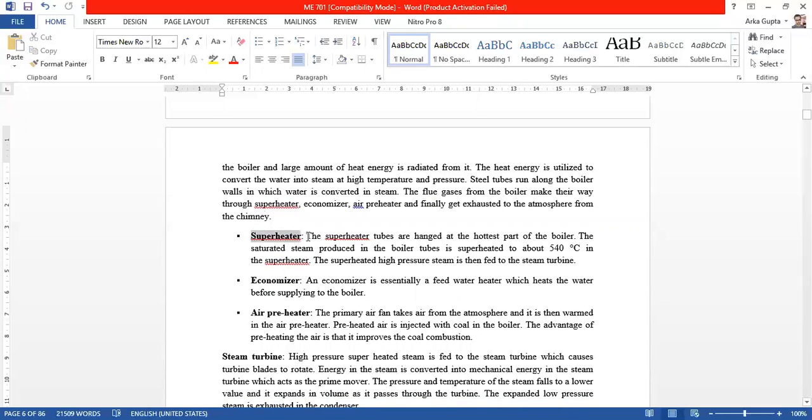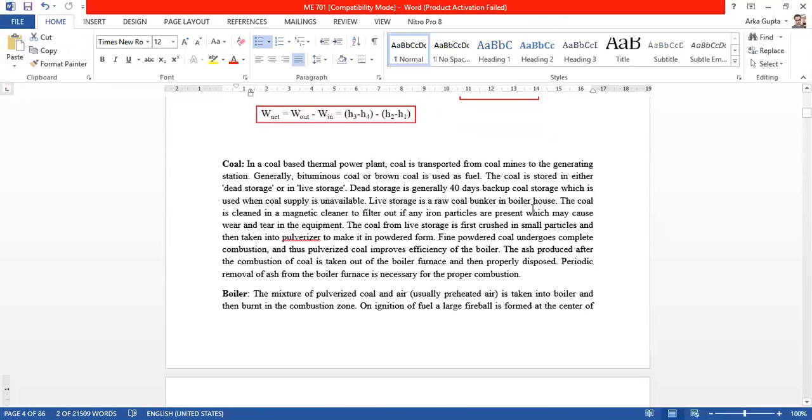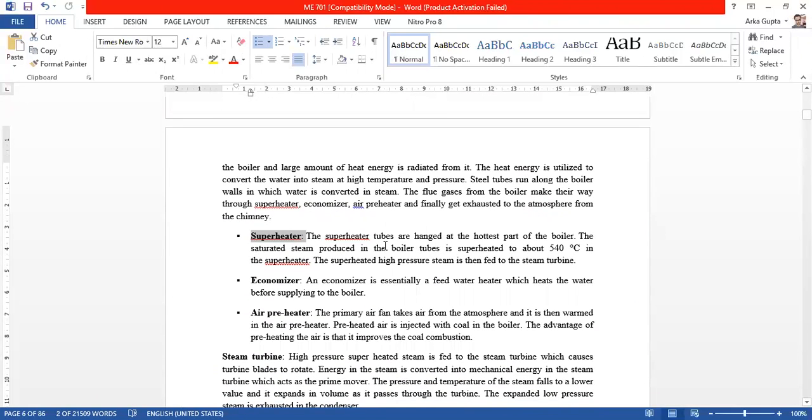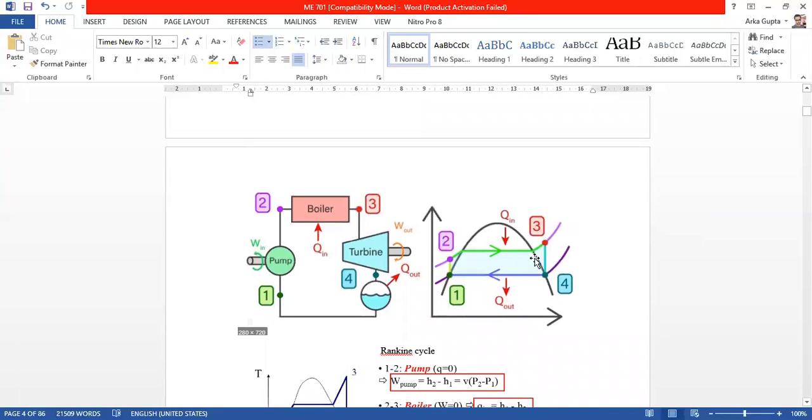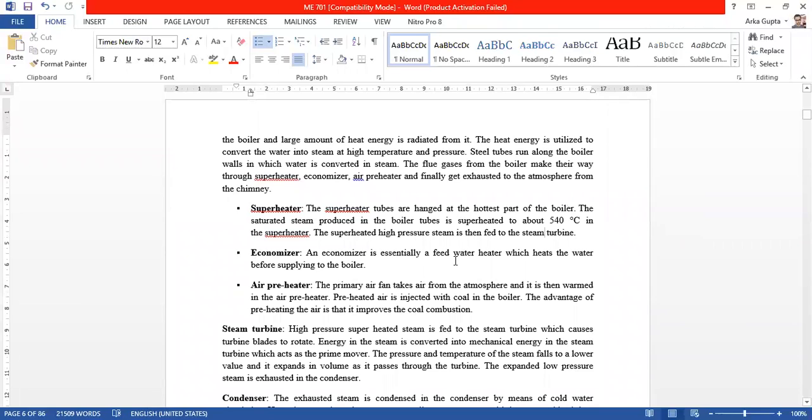Now what is a superheater? In that process, the superheating process, the complete moisture of the steam is removed. The superheater tubes are hung in the hottest part of the boiler. The steam produced in the boiler tube is superheated to above 540 degrees C. The superheated high pressure steam is then fed to the steam turbine. In the cycle, the small process between the saturated vapor line and point 3 is in the superheater.